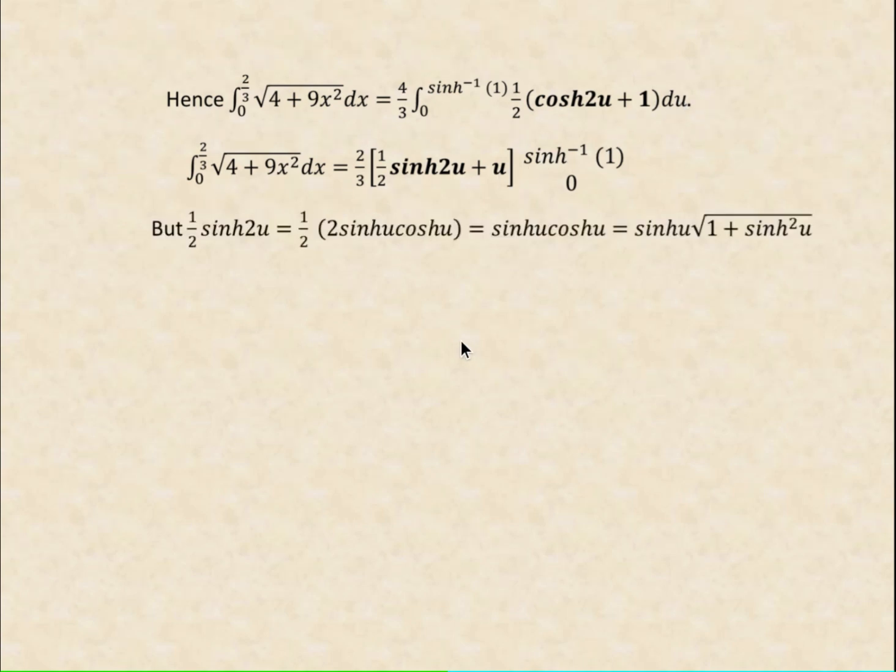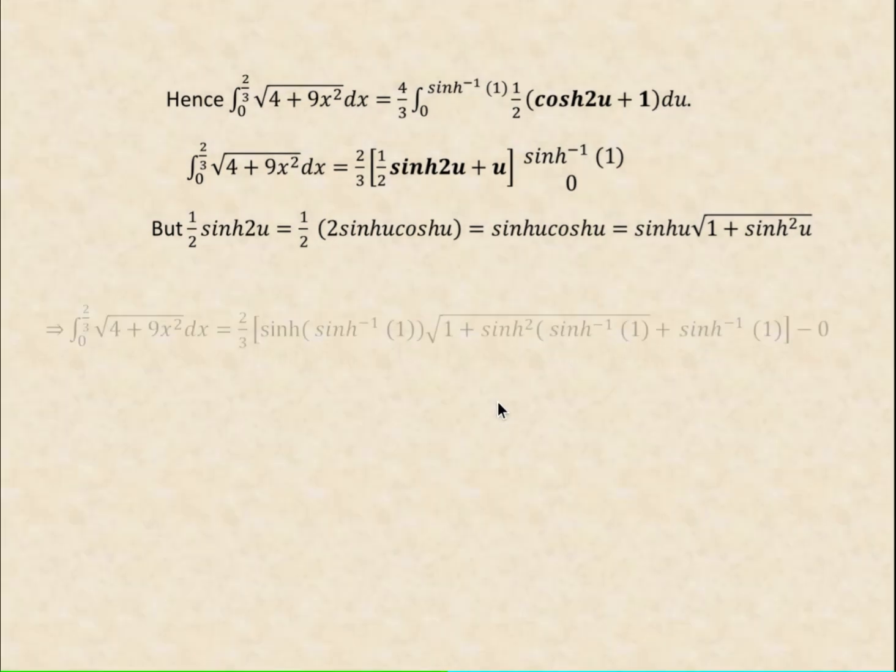In order to substitute the upper limit, we have to be very careful. It has sinh inverse of 1, so the best practice would be to express sinh 2u completely in terms of sinh u, so that we can be able to do the substitution without complications. Then we note that sinh 2u is 2 sinh u cosh u, so that the 2 cancels the half, and we have sinh u cosh u, which we can now write the whole expression as sinh u into the root of 1 plus sinh squared u, because cosh u is equal to the root of 1 plus sinh squared u.